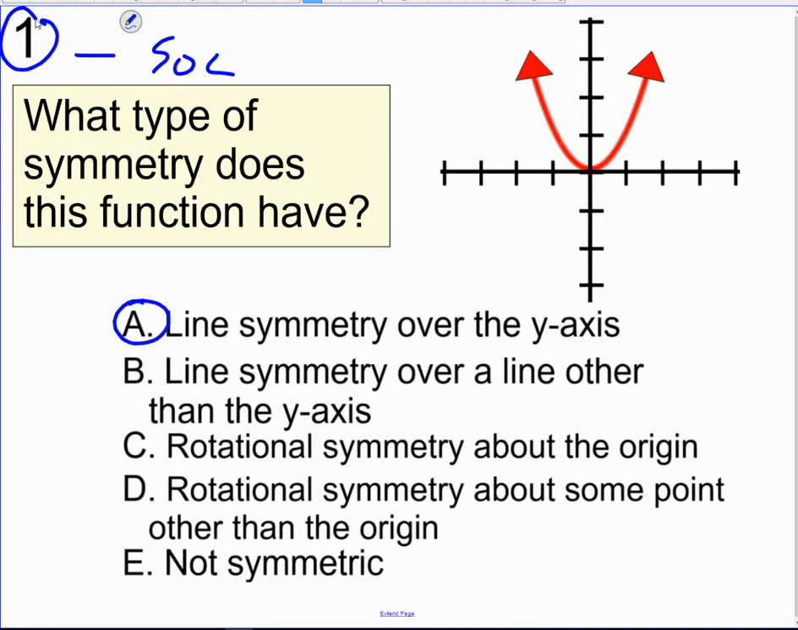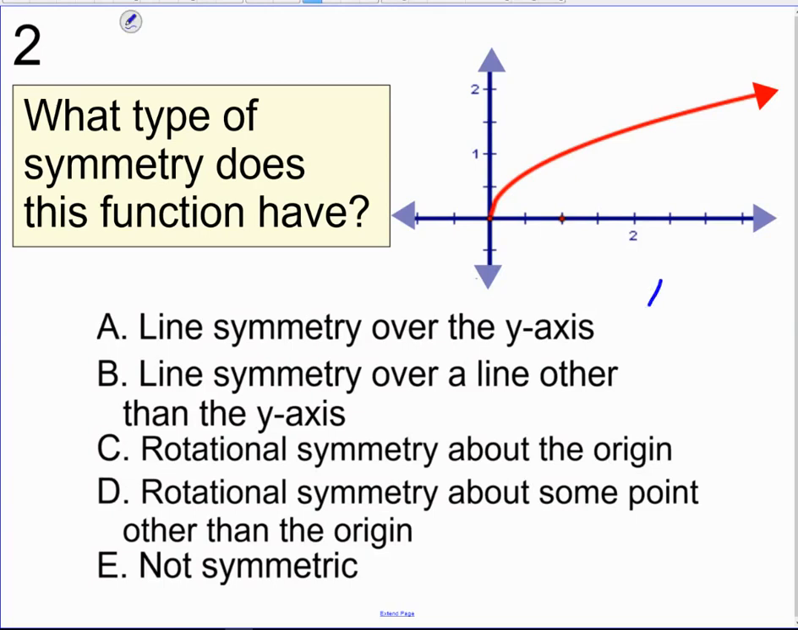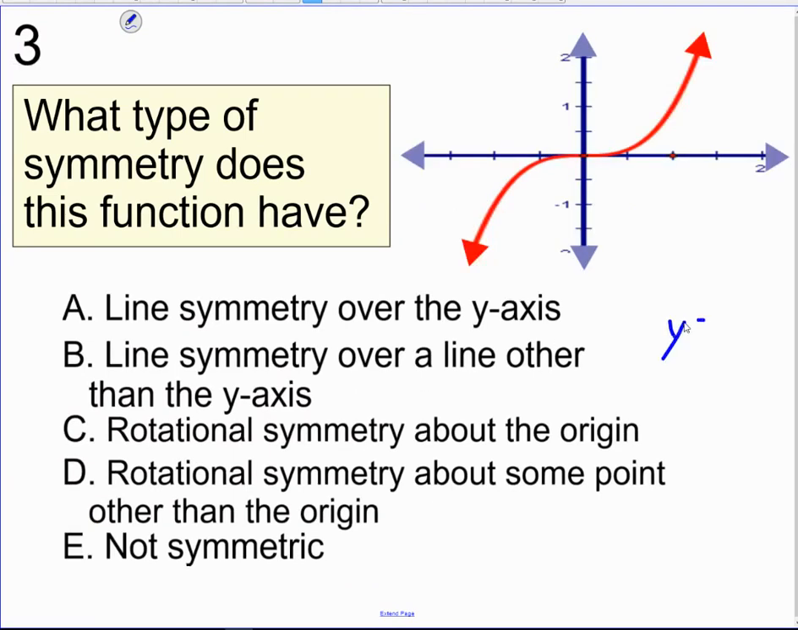This is symmetric about the y-axis. Let's actually reflect that here. See how the function reflects over the y-axis onto itself. That is fantastic. Number two, that's the square root function. You should recognize that this has no symmetry. That should be obvious. This is y equal x to the third. It does have rotational symmetry about the origin.